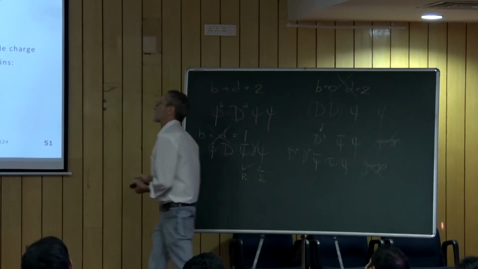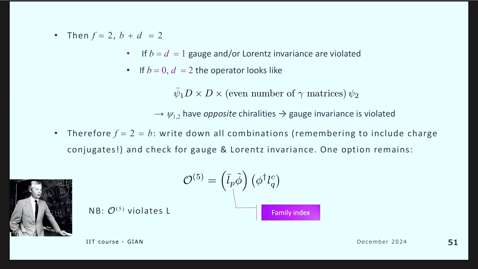And we are left with just one possibility. That is where b is equal to 2 and d is equal to 0. No more derivatives.